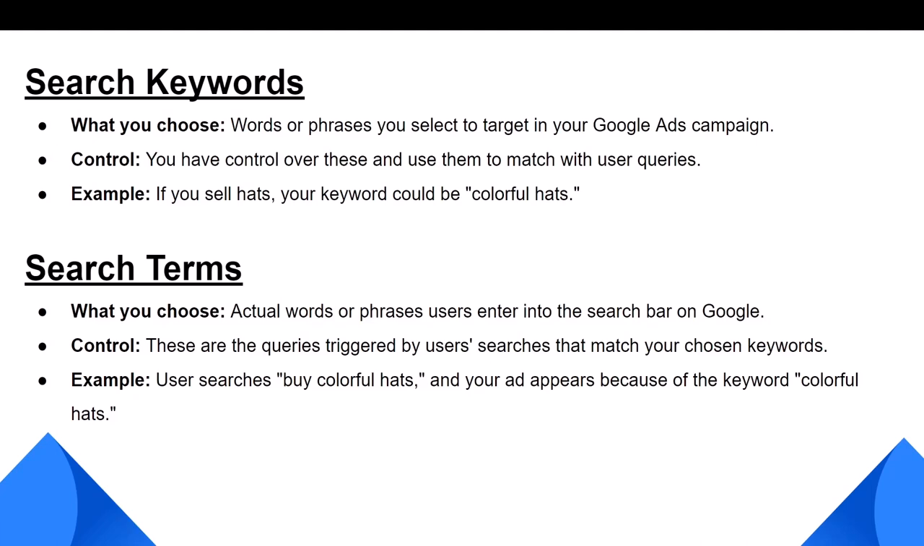But Google will show your ad for any search term that might be covered with your keywords. Any keyword that you select might trigger your ad showing up for tens of related search terms that are not exactly the same as your keywords. Therefore, search terms are actual words or phrases that users enter into the search bar on Google.